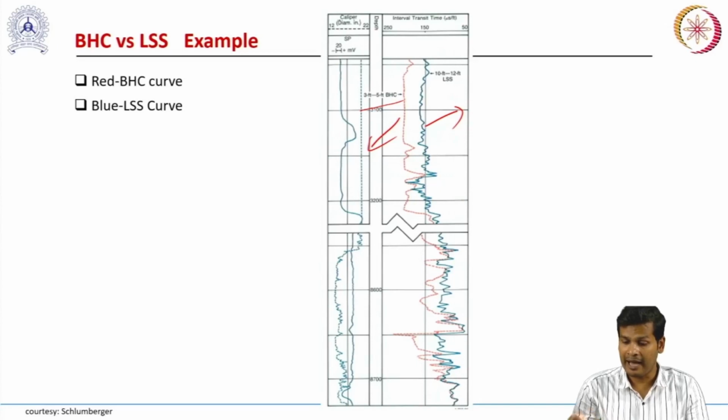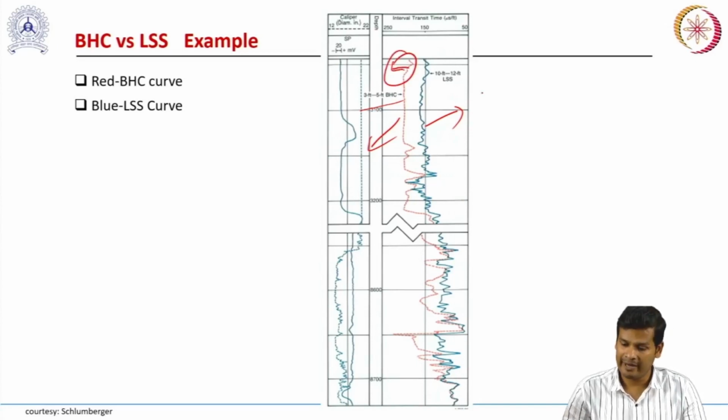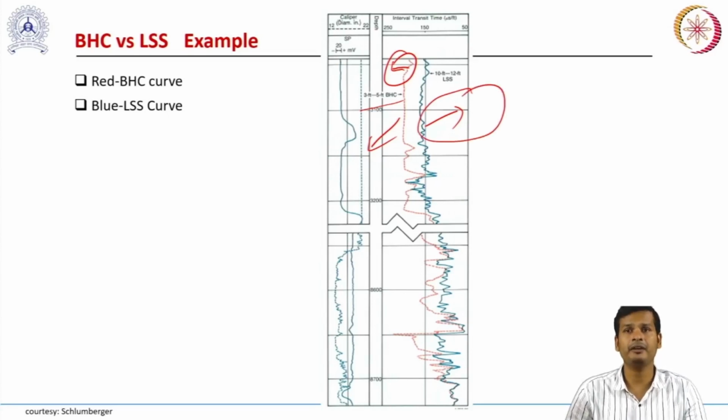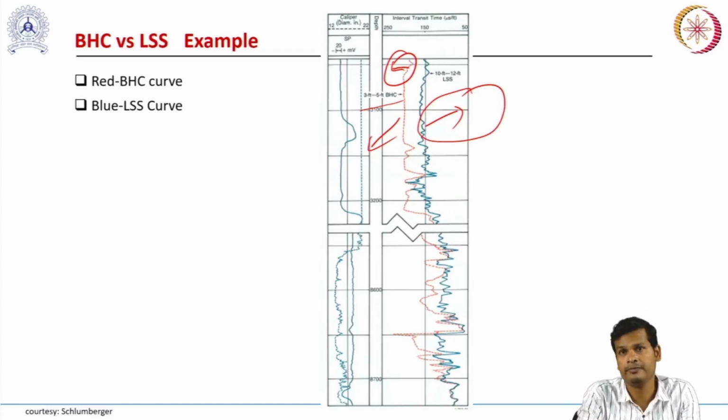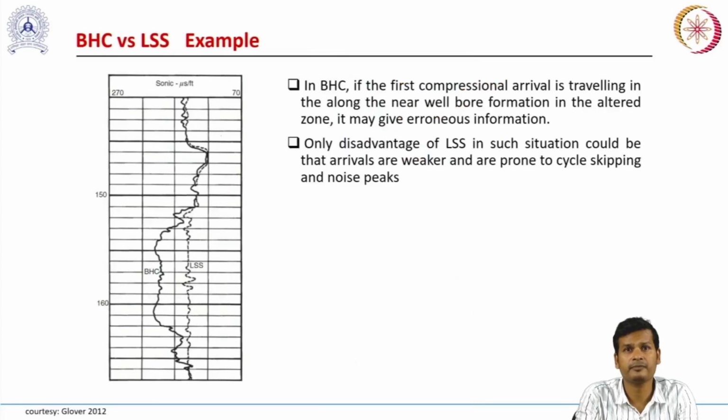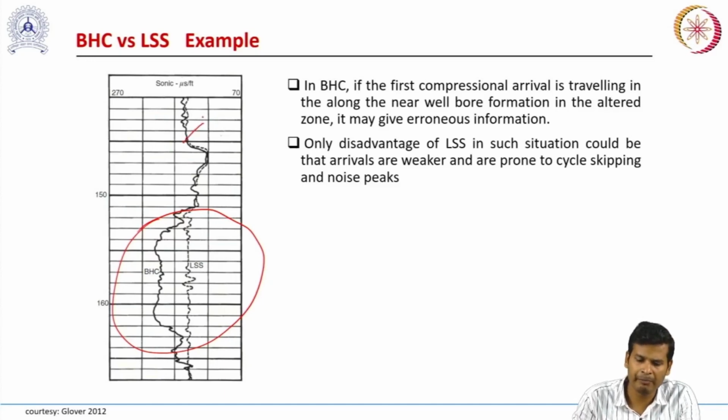So you can see the high travel times are recorded by our borehole compensated sonic logging tool, whereas the long space sonic logging tool is going to record our true travel time in the undisturbed zone. So this is the advantage of using a long space sonic logging tool. You can identify where the formation has been damaged or where no damage has taken place. In some regions the borehole compensated sonic logging tool and long space sonic logging tool will read the same travel time, but in other regions they will show different travel times.